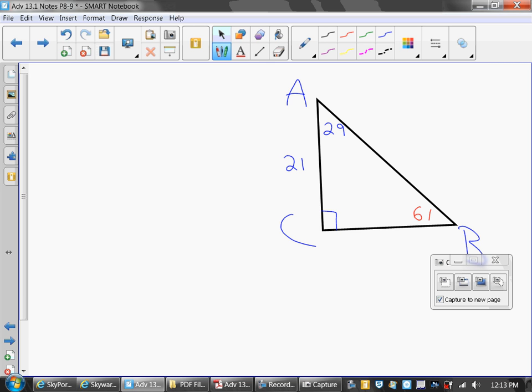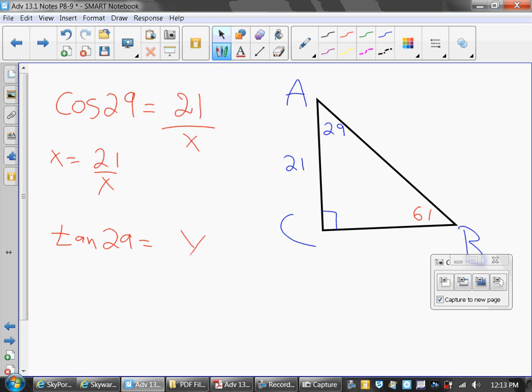Now from there, the cosine of 29 is the adjacent over the hypotenuse. And then the tangent of 29 is the opposite over the adjacent. I'll call this x, and I'll call that y. That's how you do it. Draw the picture.